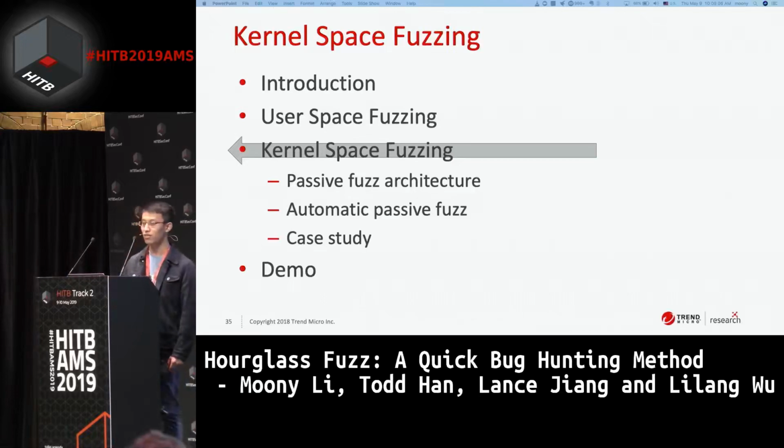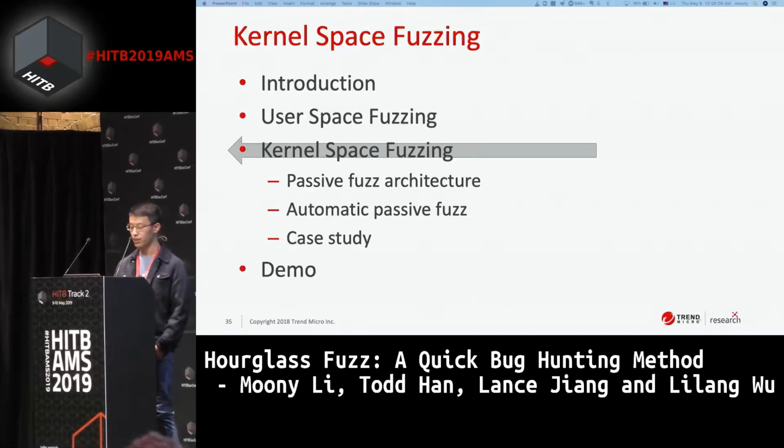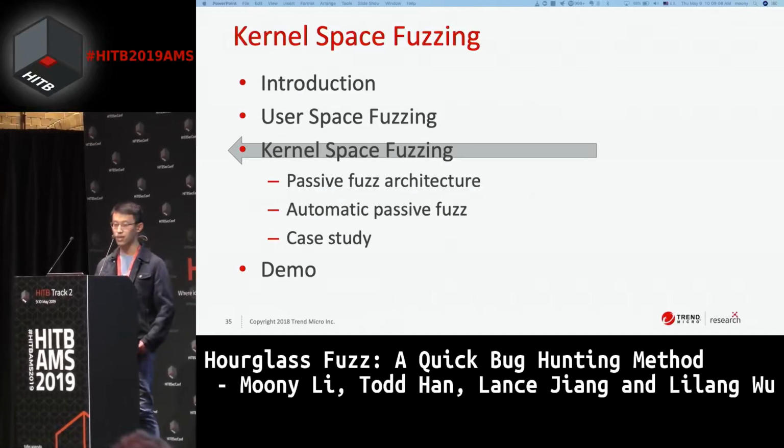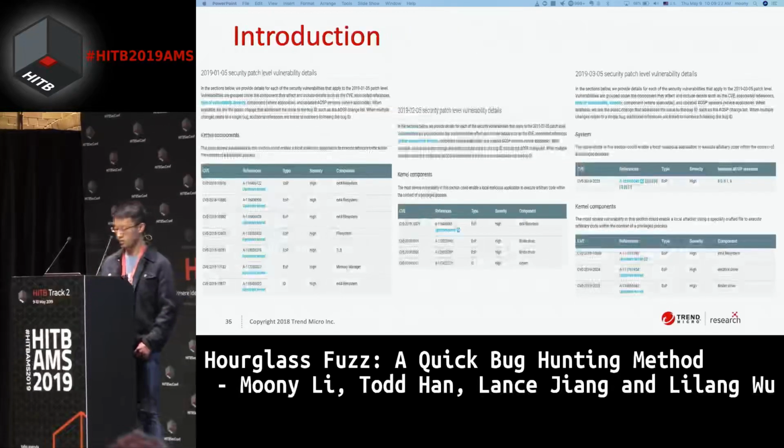Okay, my name is Lance Jiang. Now let's go through the kernel space fuzzing. In this part, I will show you how we use the passive fuzz for vulnerability discovery. We will go through each of them, and finally, we will have a crash case study. Okay, now let's start the topic.